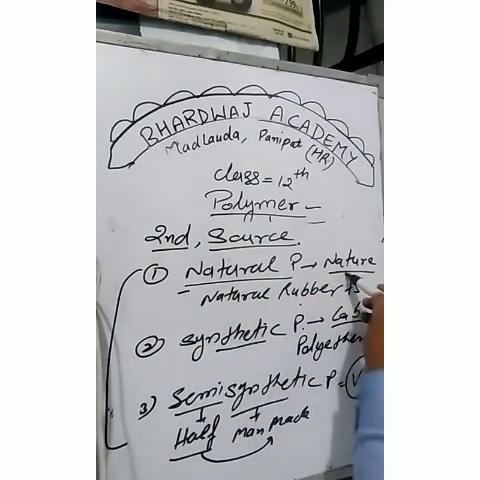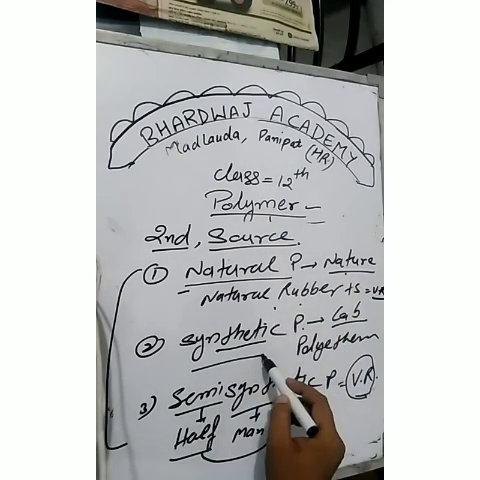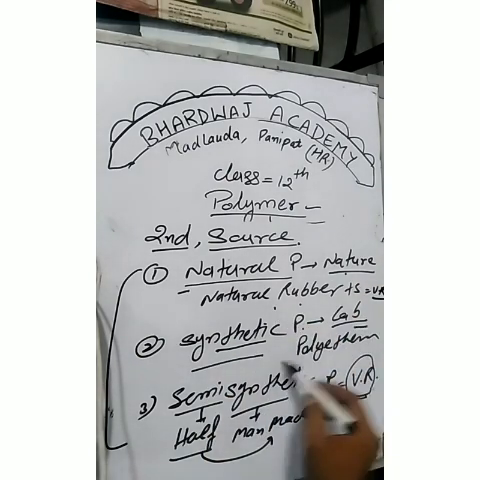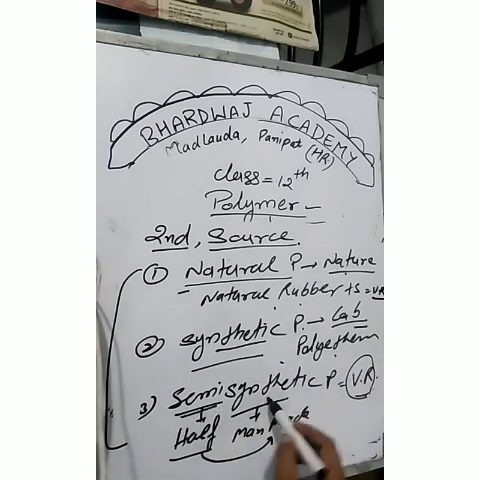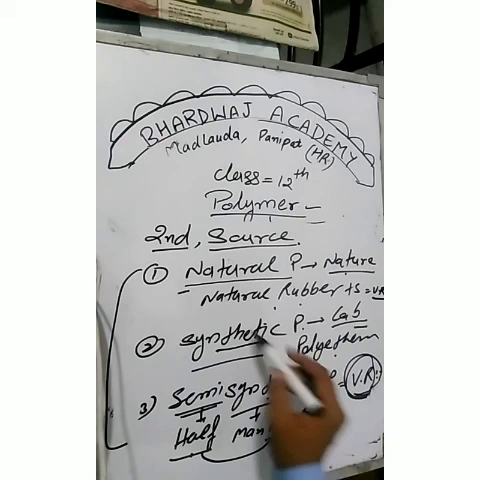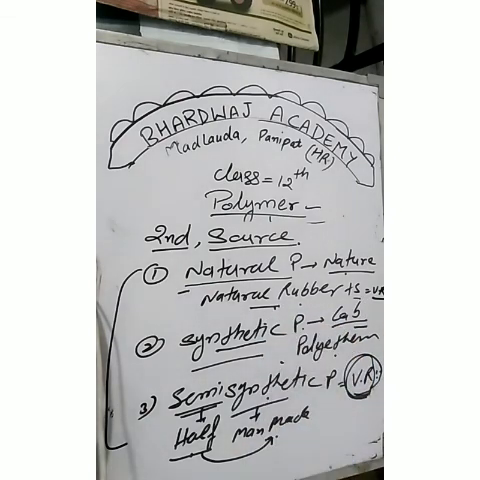Natural polymer is obtained from nature, an example is natural rubber, and synthetic polymers are formed in the lab by human beings. An example is polyethylene. Third one is the semi-synthetic. Semi means half, obtained from nature, and half undergoing chemical modification in the lab by man. Example is the vulcanized rubber. This vulcanized rubber is formed by mixing sulfur into natural rubber.